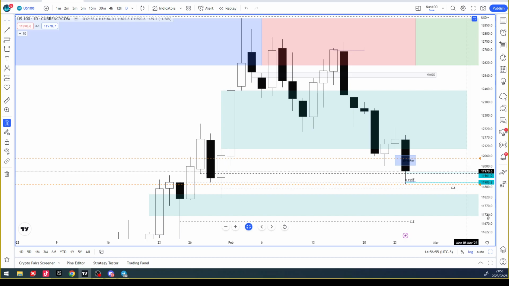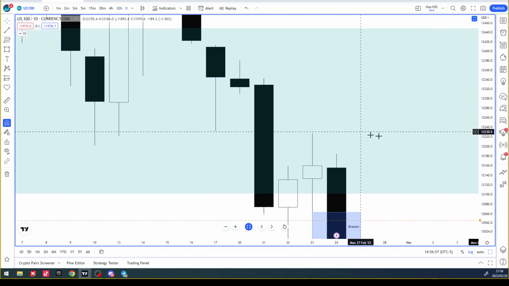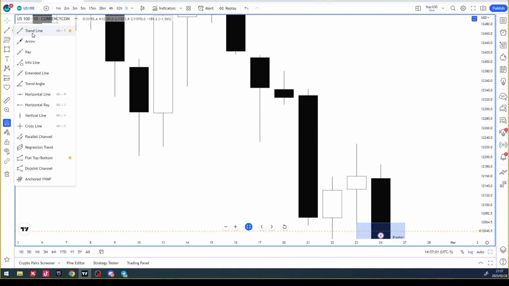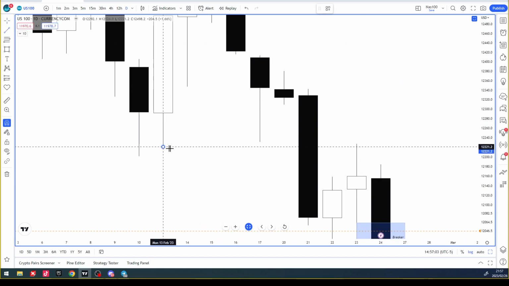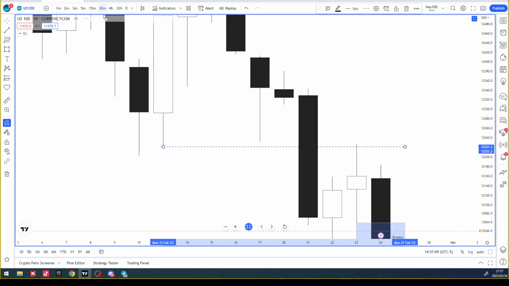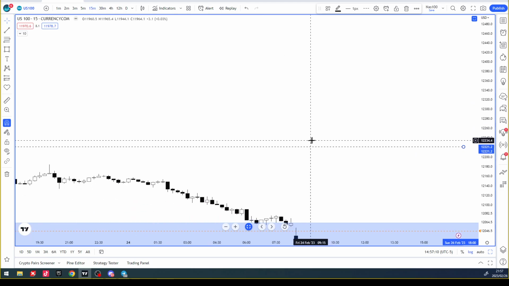Close below here, retracements. Now, this retracement here, let's get rid of the FVG, went to where and why. Take this order block, extend it out in time. There you go. Drop to a 15 or 30 minute.